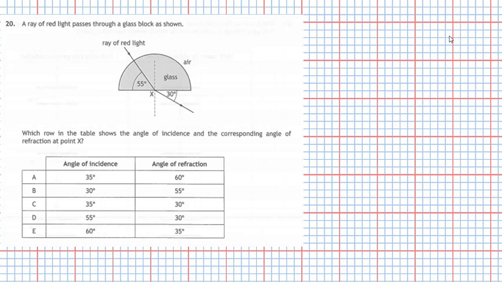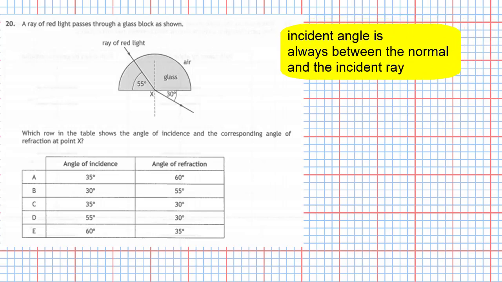Question 20 from Section 1 of the 2019 National 5 Physics Examination. A ray of red light passes through a glass block as shown. Which row in the table shows the angle of incidence and the corresponding angle of refraction at point X? Well, we know that the incident angle is always between the normal and the incident ray. So here we have the incident ray, and we're looking for the angle between the normal and the incident ray. So this angle in here is what we call the angle of incidence.